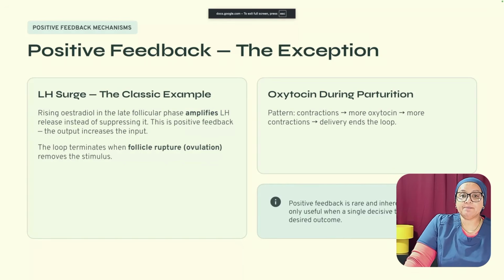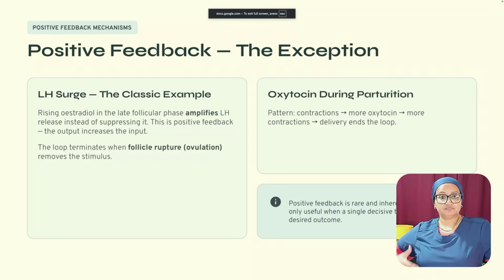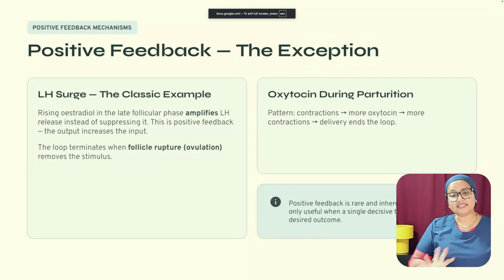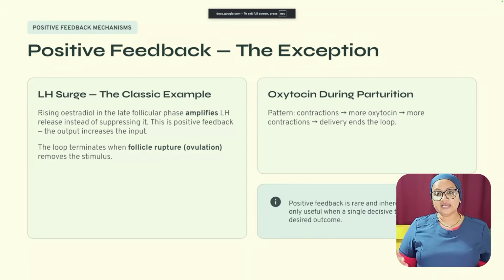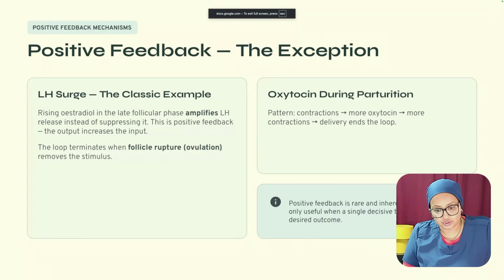Okay? This same pattern can occur during labor, meaning uterine contractions stimulate oxytocin release. Oxytocin intensifies contractions. Stronger contractions drive more oxytocin. This escalating loop continues until delivery, and then it terminates itself after achieving its purpose, which is delivery.